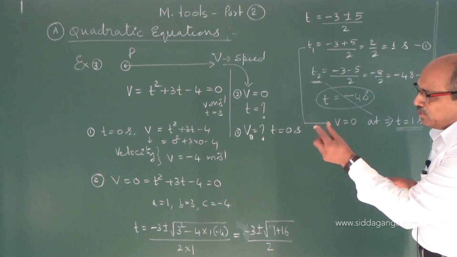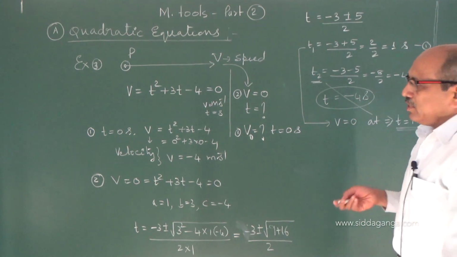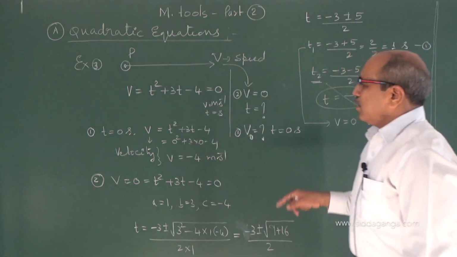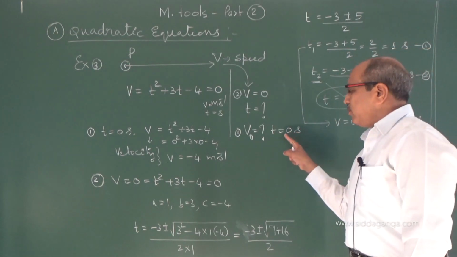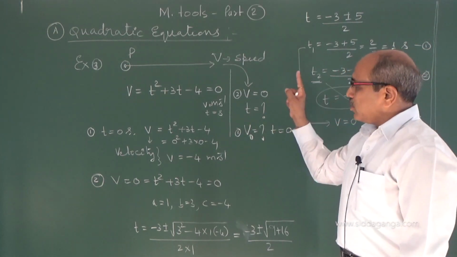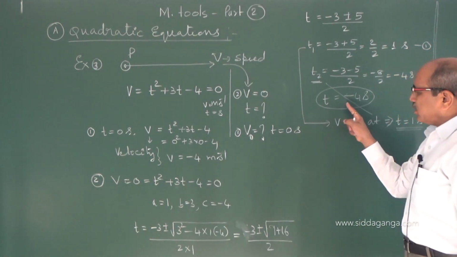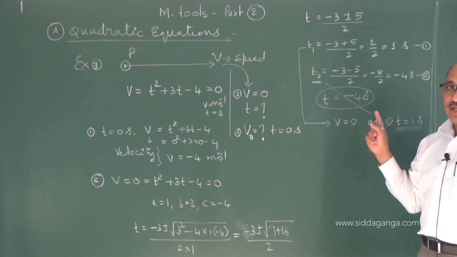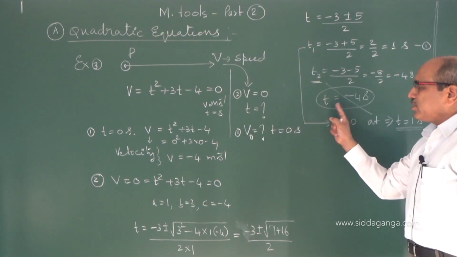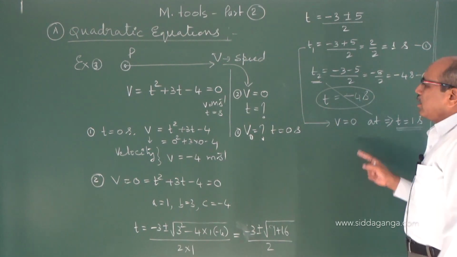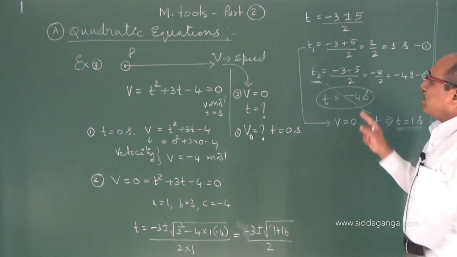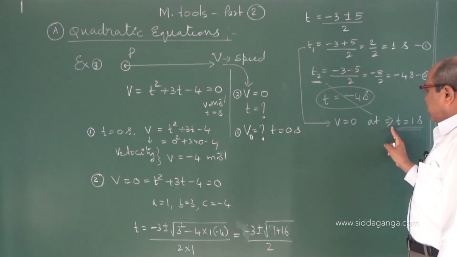Just one example we have taken: velocity variation with respect to time. What is the velocity when time is 0? And at what time can the velocity become 0? I hope you understood why t cannot be minus 4 seconds, because we do not assign negative values to time, a scalar quantity. And t equal to 1 second is what we get.